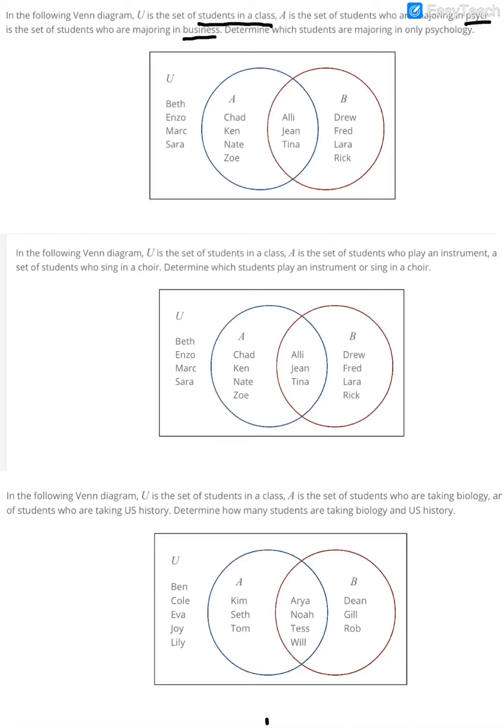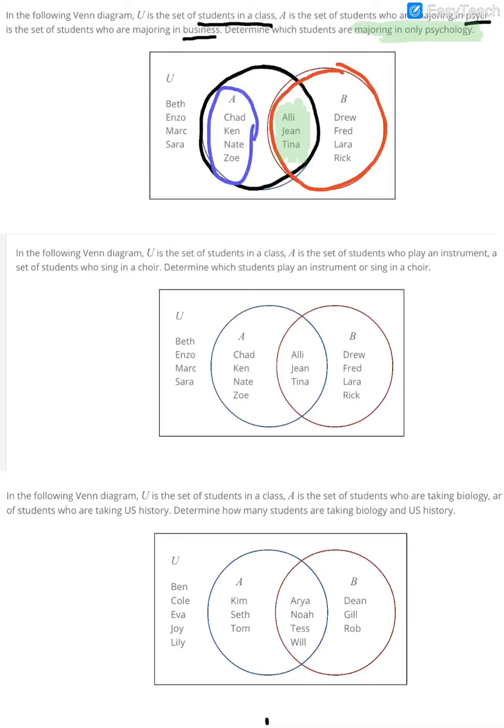Okay, so A, the psychology circle was all of this. So if we look at that circle, those 7 students are majoring in psychology. Now, you'll notice there's some overlap. So when we look at the circle B, those are the students majoring in business. So you can see these students that are in the middle, right here, they are majoring in both psychology and business. And our question says, which ones are majoring only in psychology? So we can't include the ones that are also majoring in business. So when I say which ones are majoring only in psychology, I'm looking at just these students right here.